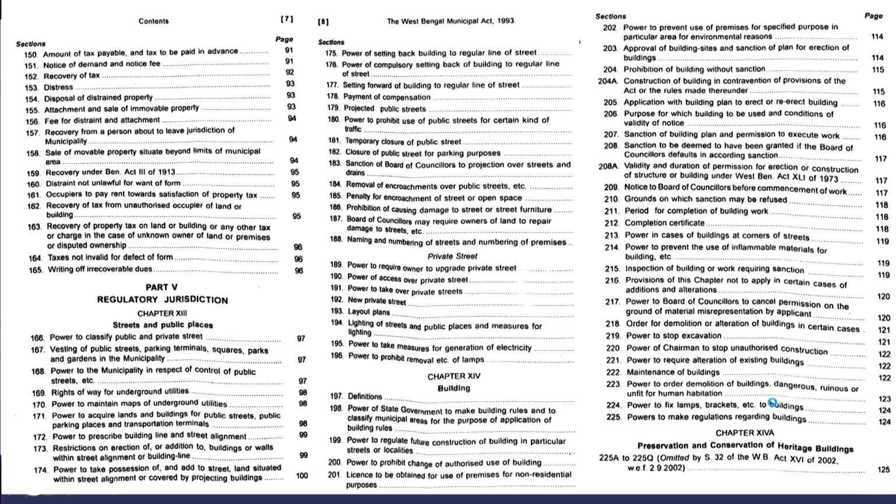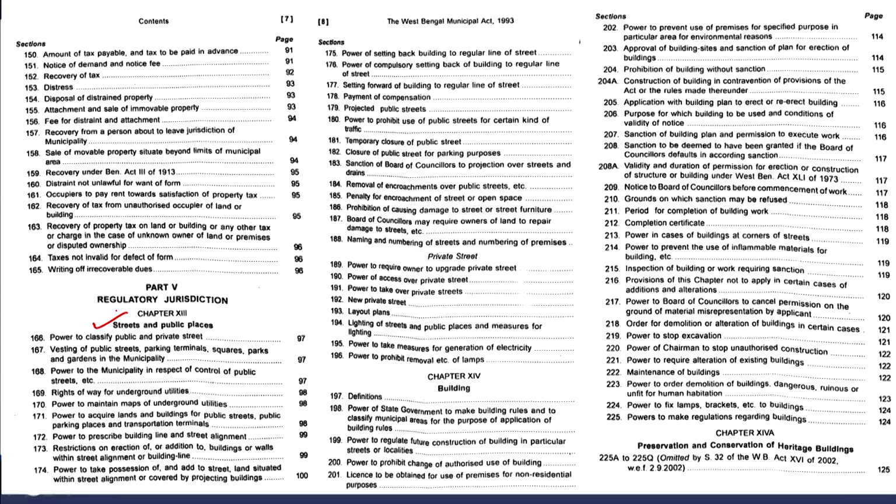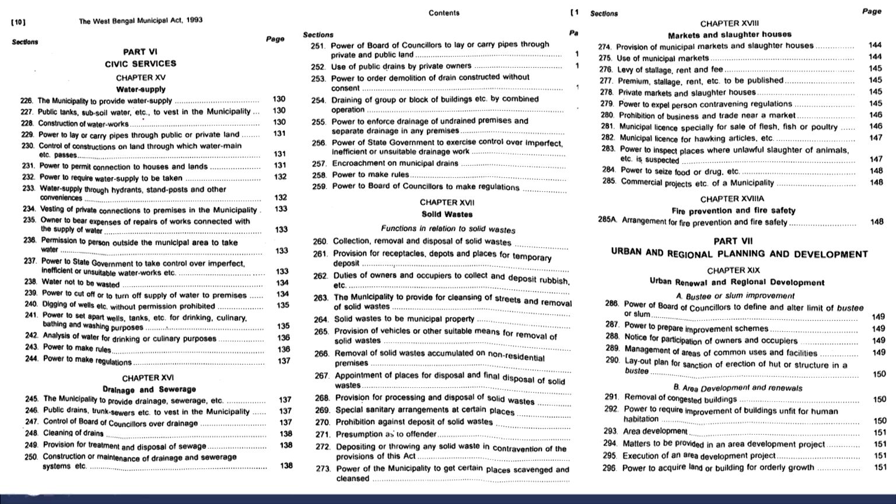Then some regulatory jurisdiction, that is, what is the scope of the municipality to take some regulatory steps in terms of the control and the enforcement of development within that city area. Number one is the streets and public places, buildings, and the preservation and conservation of heritage areas. Then the next part is very important, that is water supply, what are the procedures and the benchmarks of the water supply that is supposed to be given by the municipality.